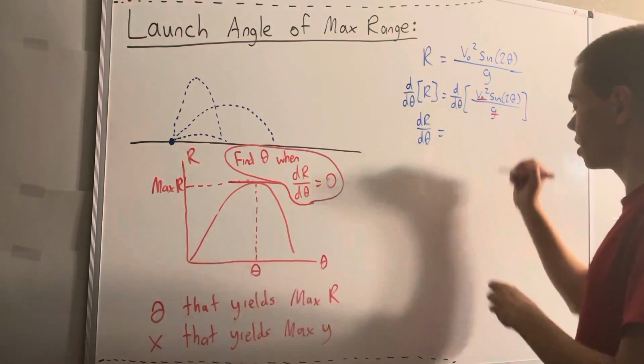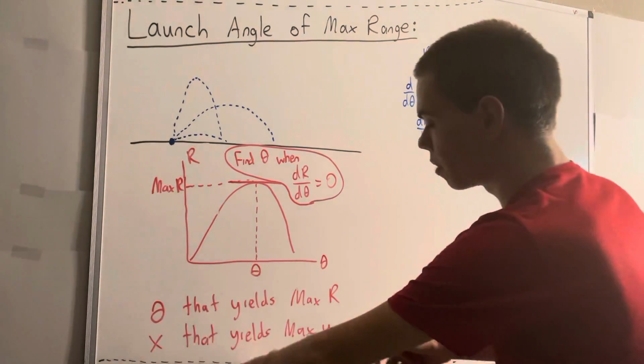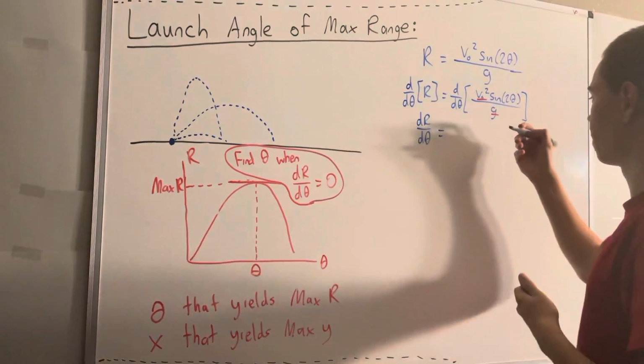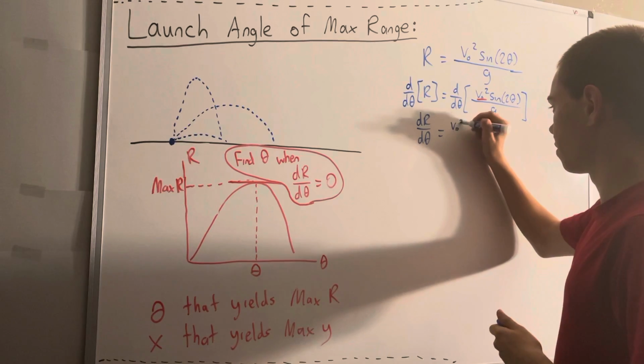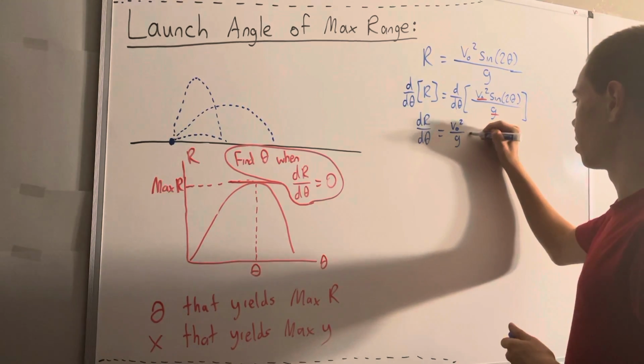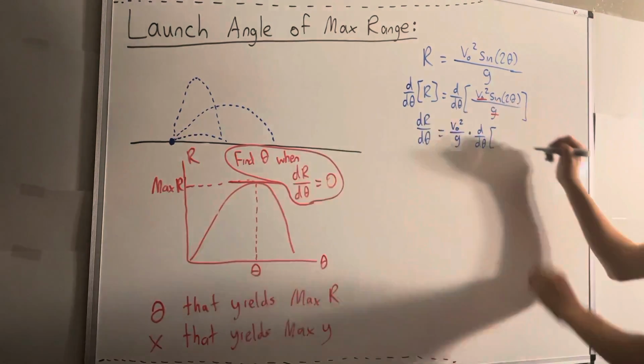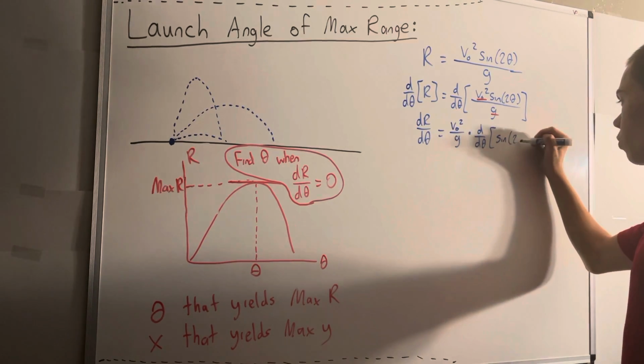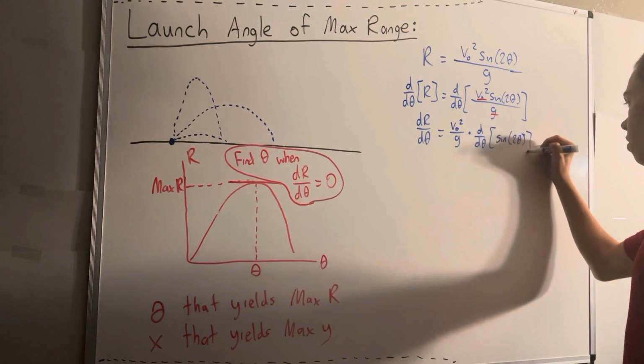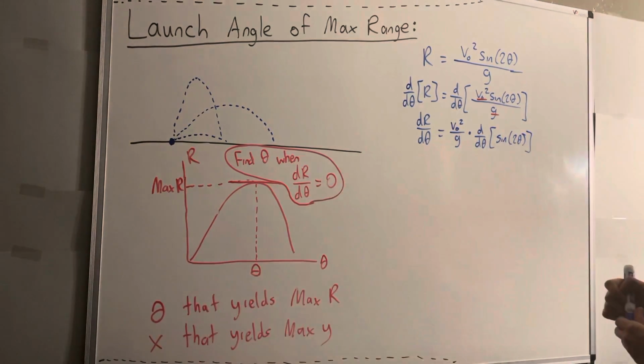v0 squared and g, these are just constants, and so we can pull them out of our derivative. And so really, we get v0 squared over g, and then we're multiplying by the derivative with respect to theta of the sine of 2 theta. So really, we're taking the derivative of the sine of 2 theta.